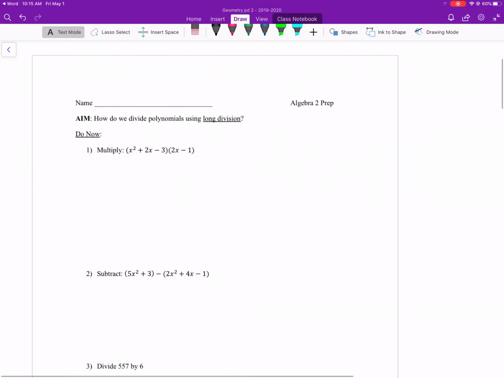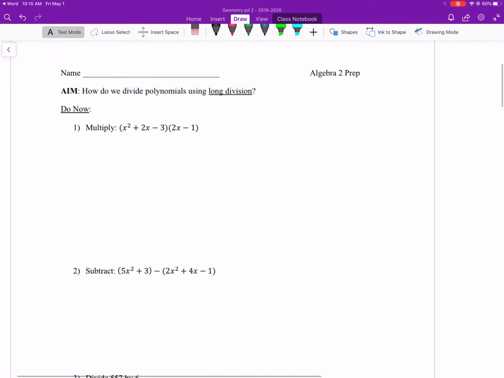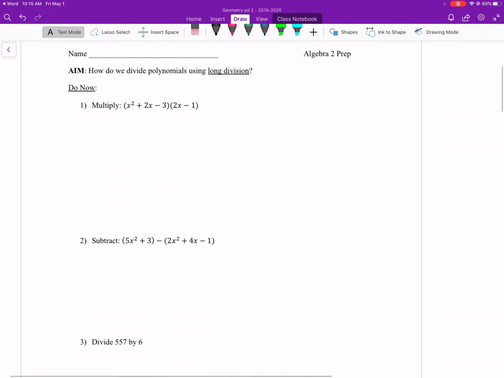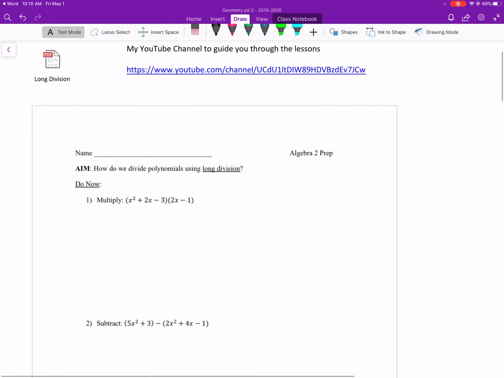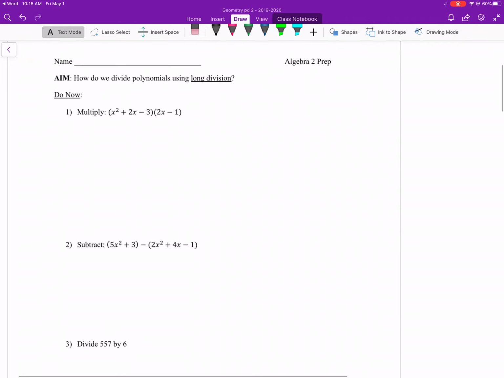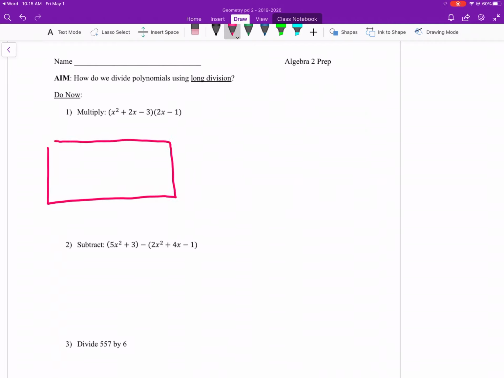All right, but let's start with the do now. And actually, if you look at the do now, these problems, if you have these skills down pat, then long division should be no problem. All right, so let's take a look. First, we're multiplying. It's a trinomial times a binomial, so we have to set up our table, right, a 3 by 2.